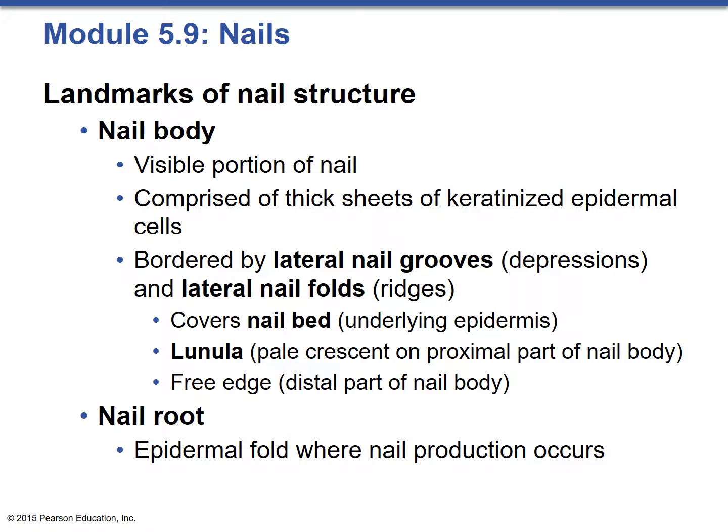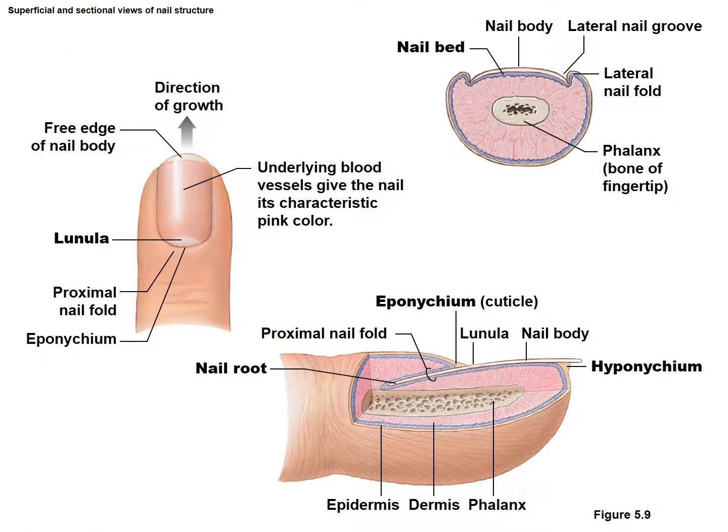Nails are found on the dorsal surface of the fingers and toes. The landmarks of the nail structure are as follows. There's the nail body, which is the visible portion of the nail that we see, and it's thick sheets of keratinized epidermal cells. Then there's the nail root, which is an epidermal fold where the nail production occurs. Here we can see the nail, including the nail root and the nail body. Nail is going to be, again, an overall compaction of keratinized cells similar to our hair.